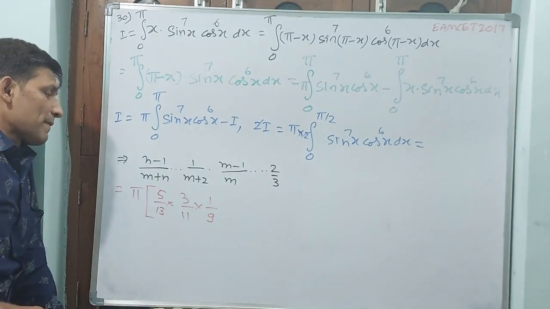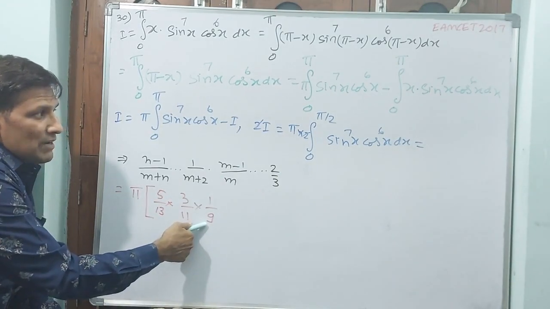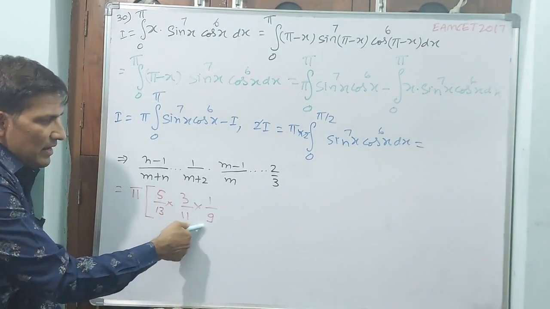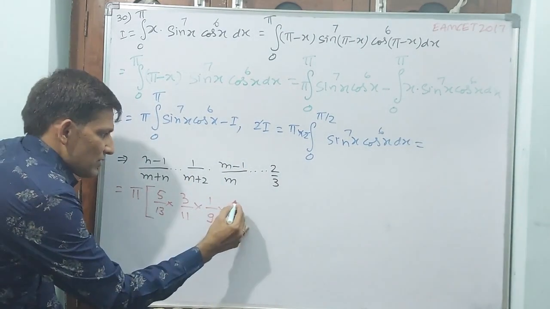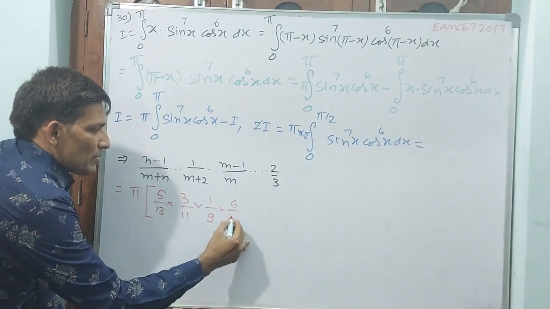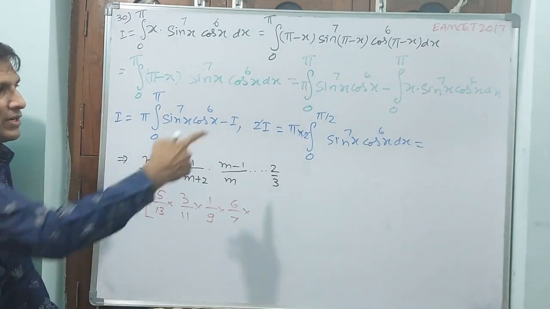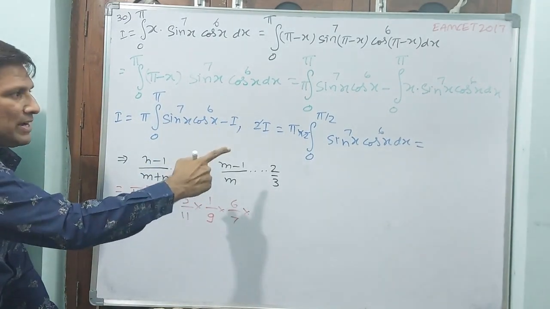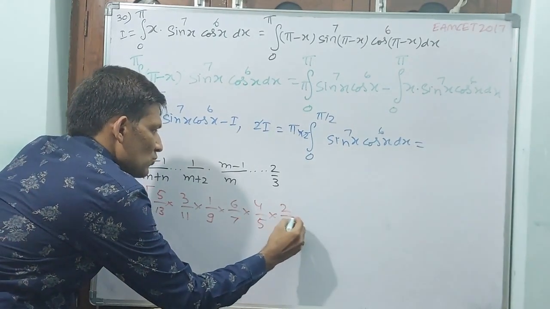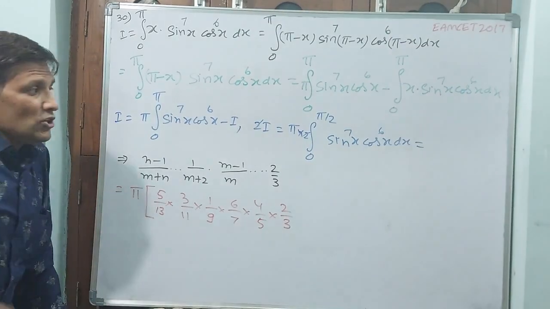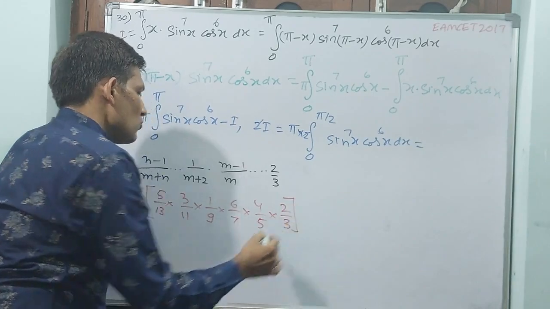Okay, that is over. 1, wait. 1 by m plus 2, 1 by 7 plus 2, 9 has come. Okay, into m minus 1 by m, 7 minus 1, 6 by 7, 6 by 7, minus 2, 4, minus 2, 5, minus 2, 2, minus 2, 3, 2 by 3. See, 2 by 3 should be your last term. That's all over. Now you don't do anything.